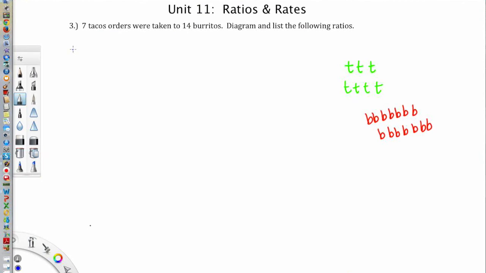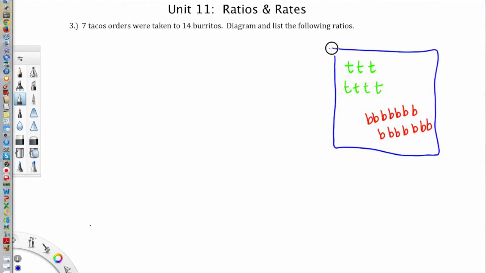Boys and girls, I hope that problem was interesting. We have a few more. Boys and girls, let's look at 3. Here we have 7 taco orders were taken to 14 burrito orders. We need to diagram and list the following ratio. We already see that we have a diagram here that shows our total order. We have 7 tacos here, and we have 14 burritos over here.